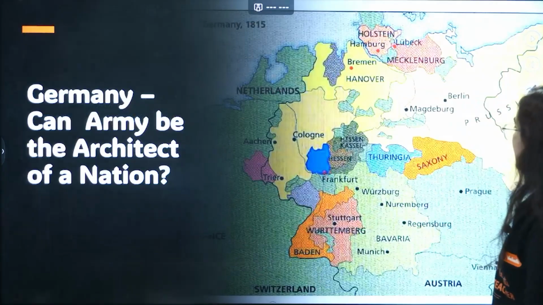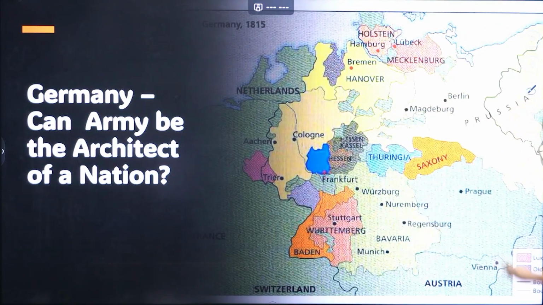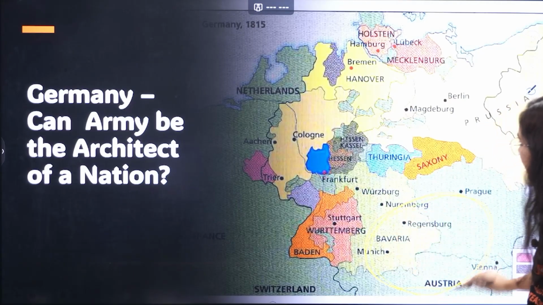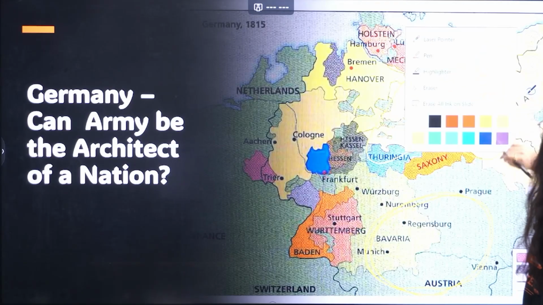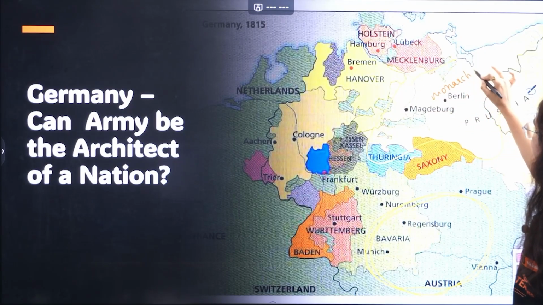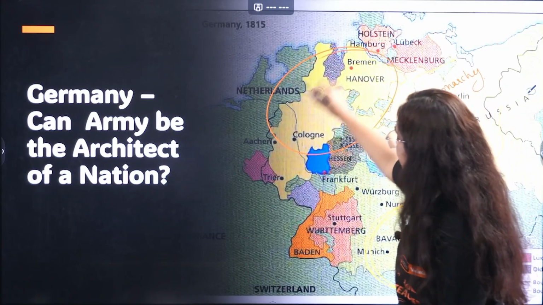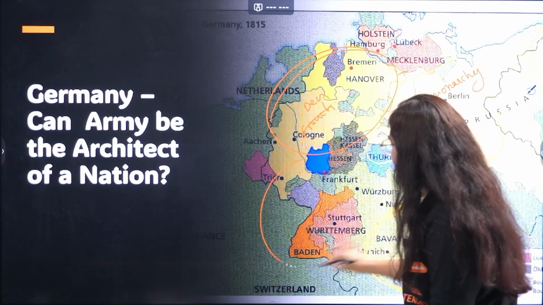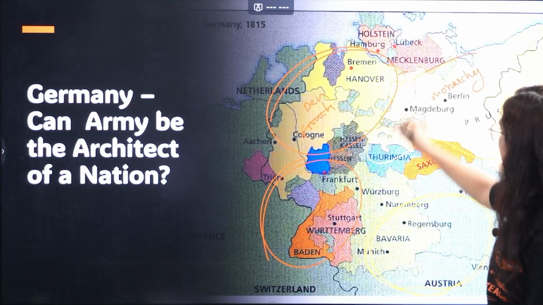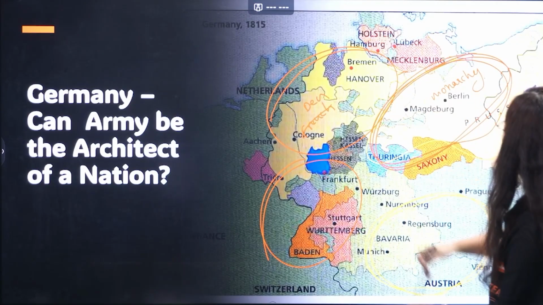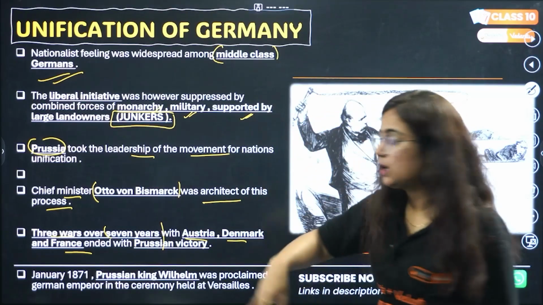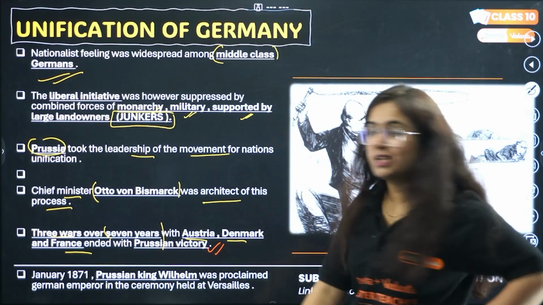If you look at this map again, this was the region of Germans, not empire, this region which was occupied by the Austrian Empire. Here there was Prussia, but in this Prussia also there was monarchy. Now this region was under Denmark's control and this was under French control. So what happened? Prussia, the liberal nationalists in this Prussia, started this war in which the chief minister Otto von Bismarck fought 3 wars for an entire 7 years, which resulted in Prussian victory.